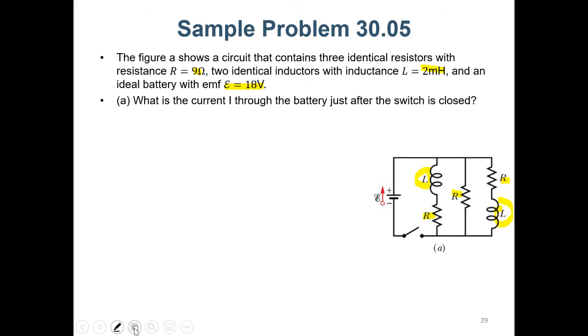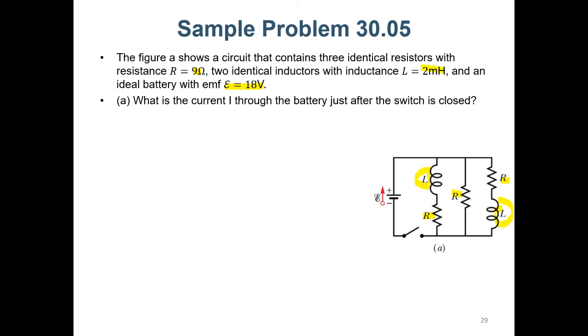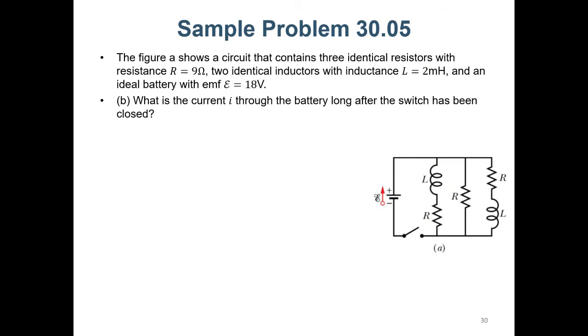For this one, it is actually very simple, because for the initial state, there should be no current. So just after the switch is closed, there should still be no current going through this path and that path, which means that I should be nothing but E over R, which is 18 over 9, which is 2A. Any questions? Very easy, right?